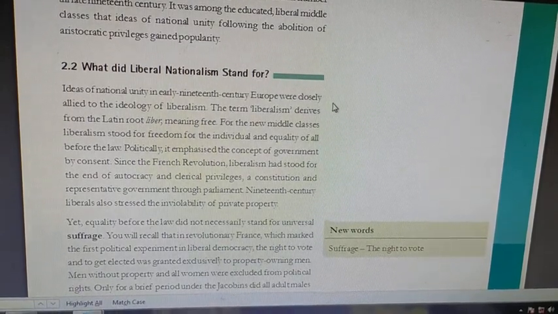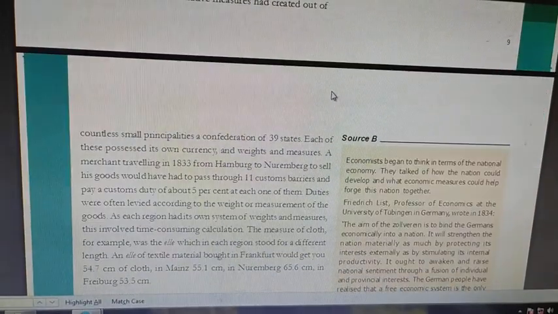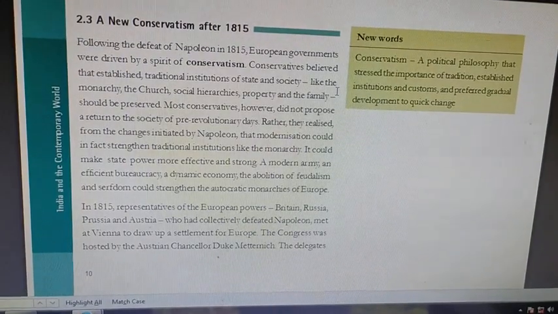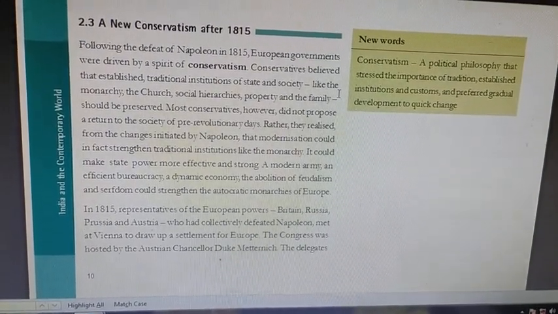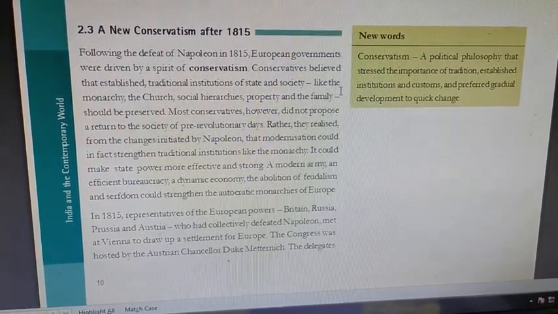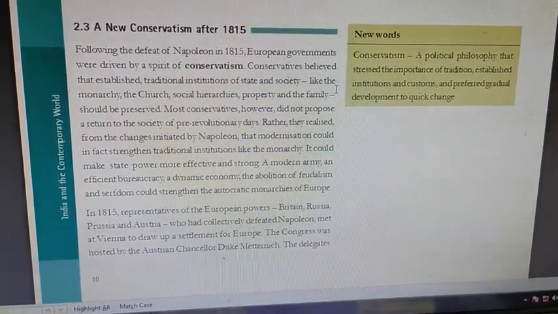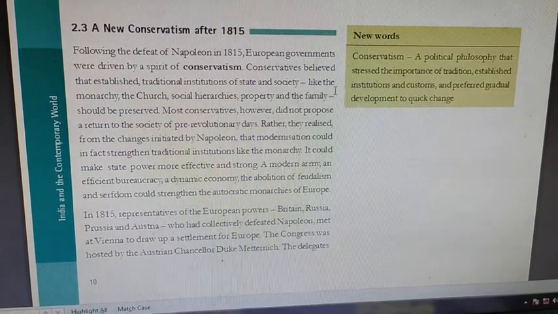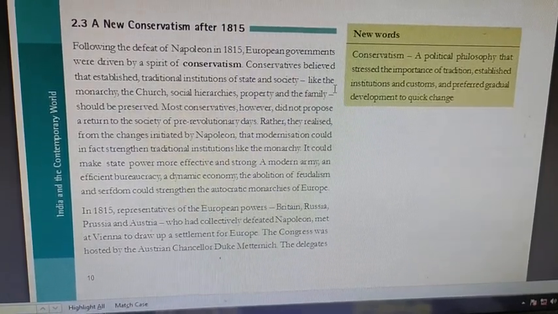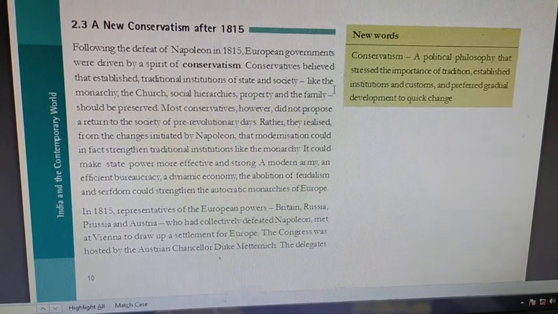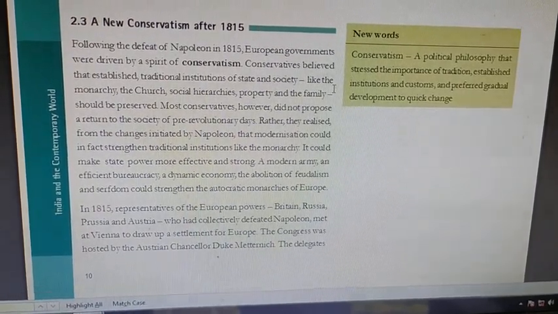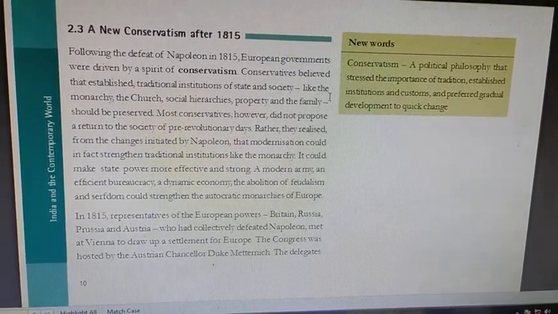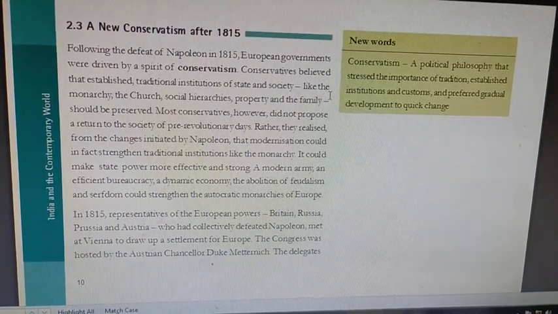The next topic is the new conservatism after 1815. Conservatives believed that established, traditional institutions of state and society, like the monarchy, the church, social hierarchies, property and the family, should be preserved. Most conservatives, however, did not propose a return to the society of pre-revolutionary days. Rather, they realized that modernization could in fact strengthen traditional institutions like the monarchy.